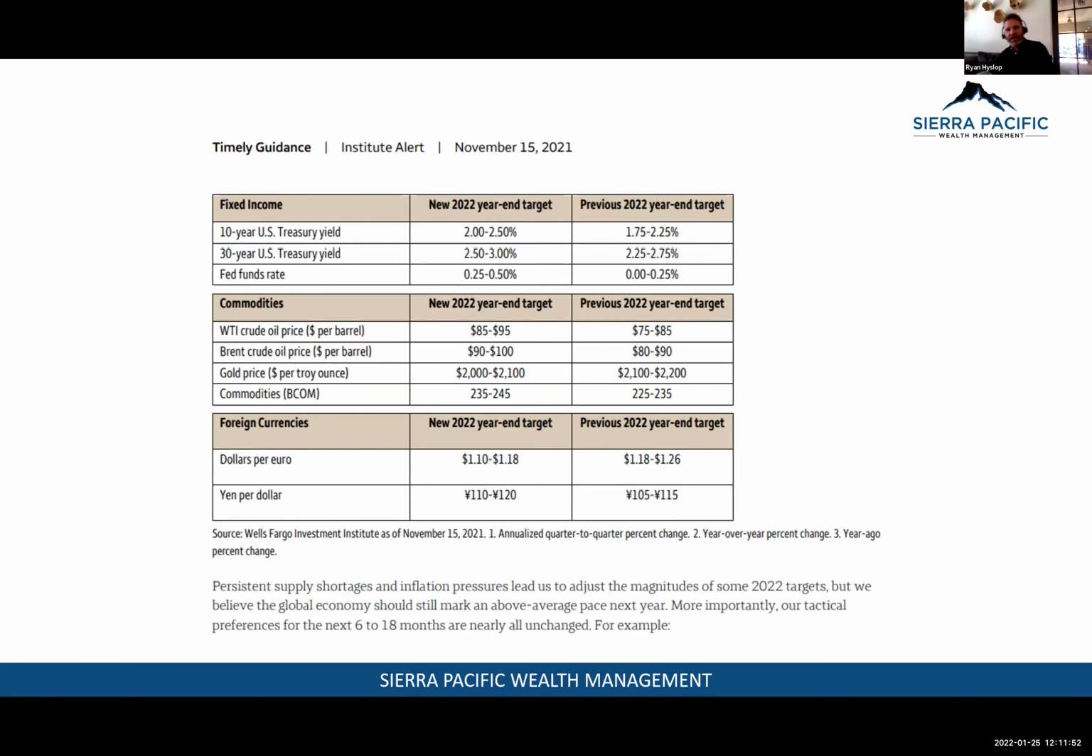A couple other important metrics: if we look at different asset classes and our prediction, and I say our prediction, this would be the Wells Fargo Investment Institute, but if you look at their prediction for the end of the year for the 10-year treasury yield, it's at 2 to 2.5%. Well, what does that mean? A 10-year treasury is just a 10-year government bond, considered very safe because it's issued by the U.S. Treasury. Right now we're sitting at about 1.75 on the 10-year, so if it goes up to 2 to 2.5, remember the inverse relationship in bonds between interest rate and price. If interest rates are going to go up, that price is going to come down.